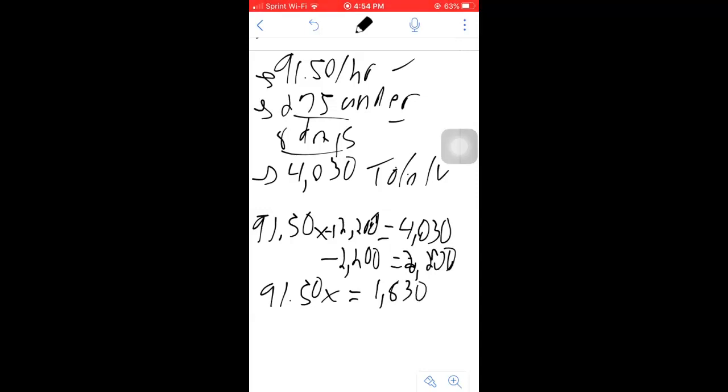Right here, we have x multiplied by 91.50, so the opposite of that is division. We're going to divide by 91.50, and if I do it to that side, I do it to this side. 91.50 divided by 91.50 is 1, or just 1x, or simply x. And then 1,830 divided by 91.50 is 20. This lets us know that he worked 20 hours underneath the ground during that pay period.